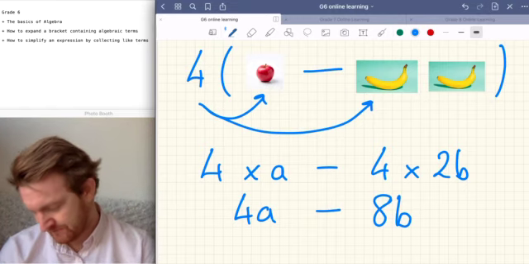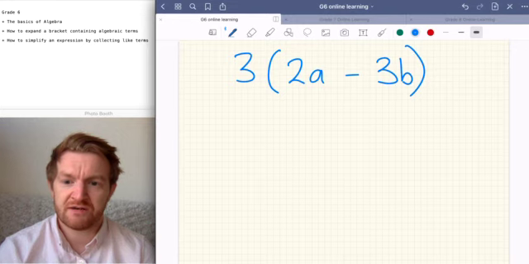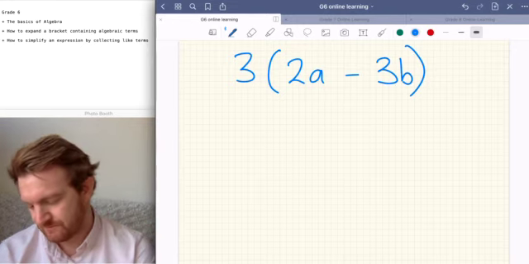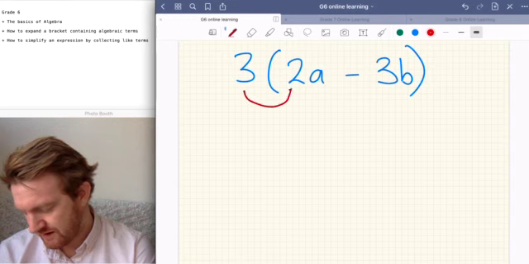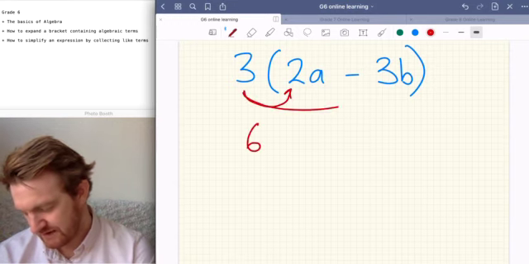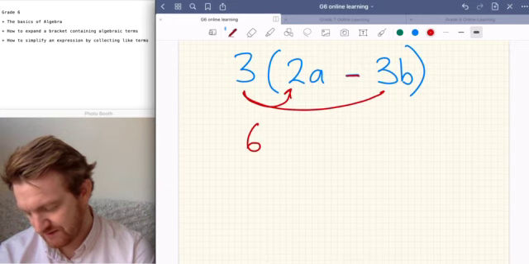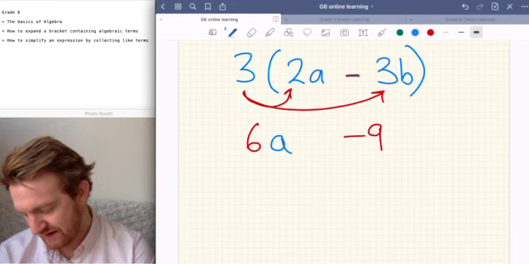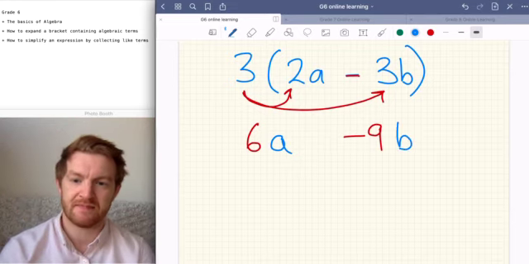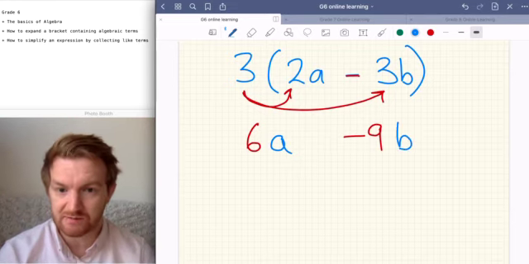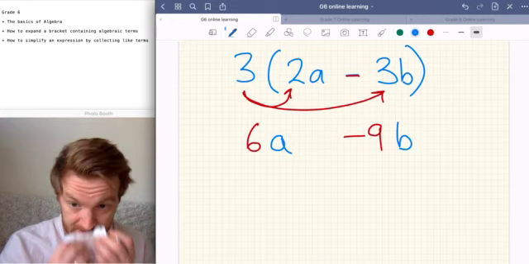Okay, next one. Now let's try and do it with just some algebraic terms. 3 times 2 is 6. 3 times negative 3 is negative 9, and it's 6a minus 9b. So it's just some basic multiplication, but you add letters at the end.